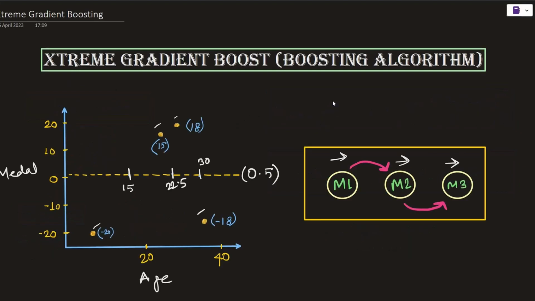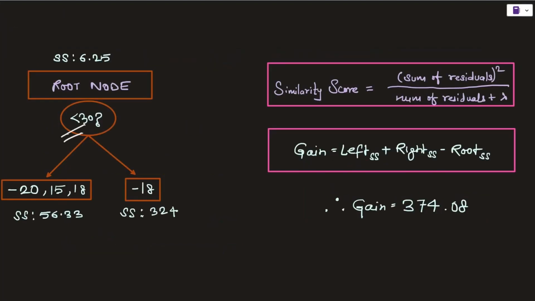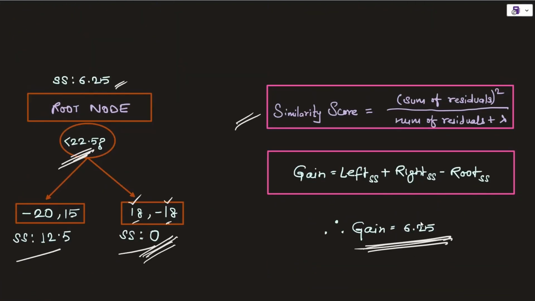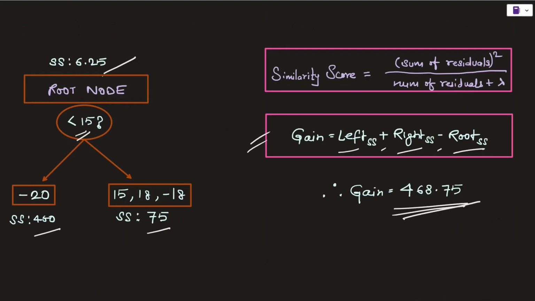So we are done checking with the splits of age 15 and age 22.5. Now we will check finally with age 30. And when we apply this condition, we get a gain value of 374.08. So this is the value for an age condition of less than 30. This is the value of gain when the age condition is less than 22.5. And this is the value of gain when we are using the condition of age less than 50. Of course, comparing all three, this particular gain is the best that we can achieve. And therefore, we will use it for the first branch of the tree.